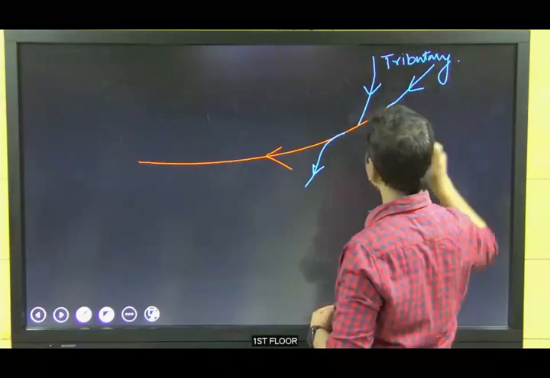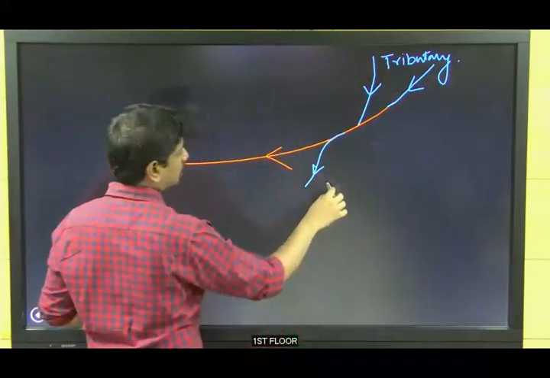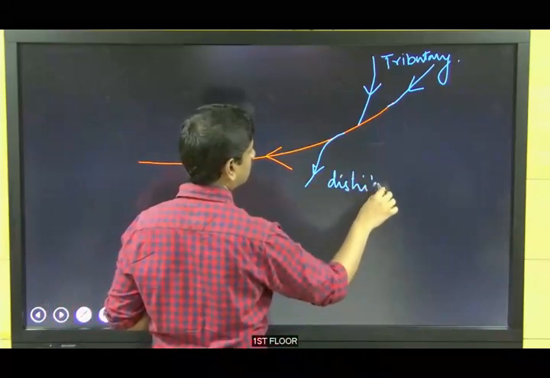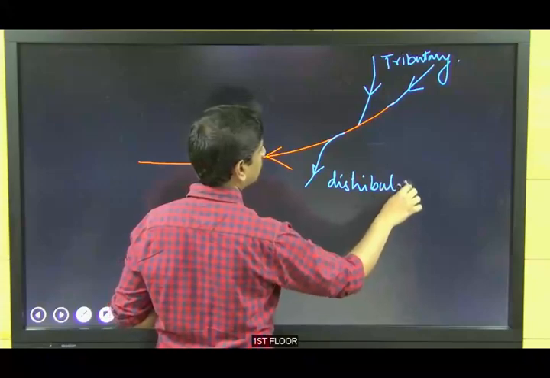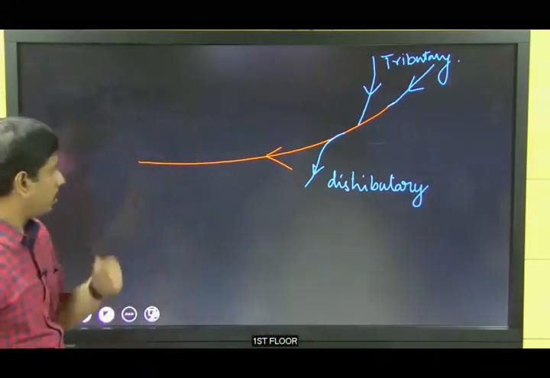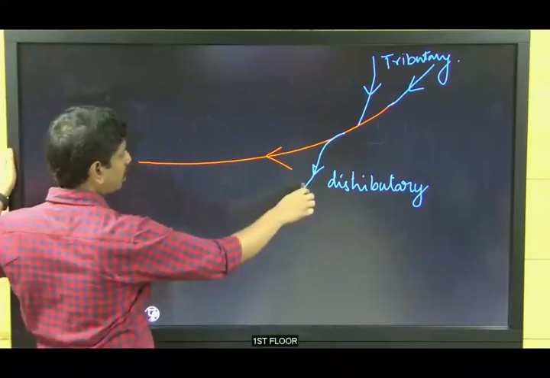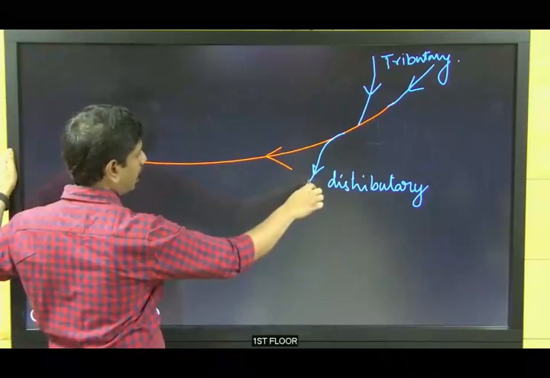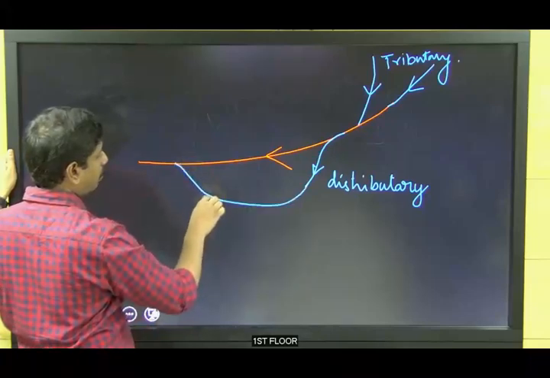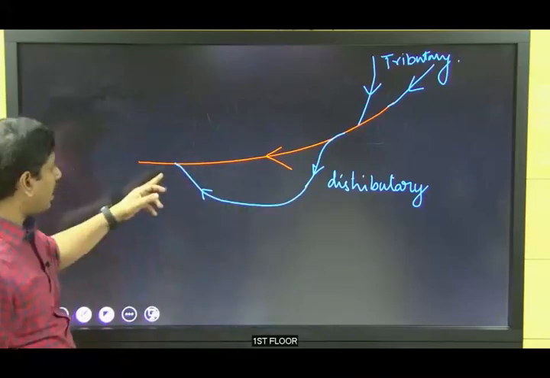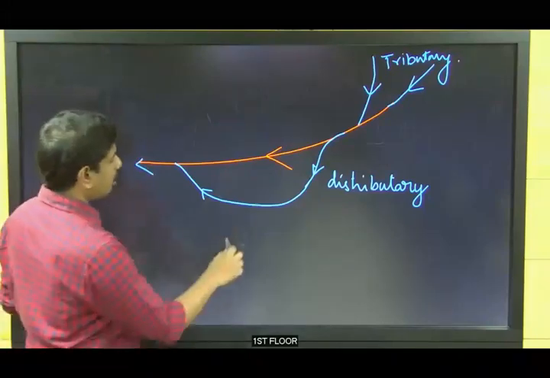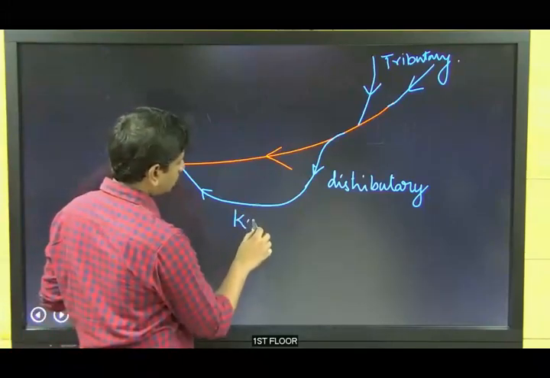Many of you may be knowing. This is known as a distributary, if the river is separating from a parent river. Okay. One of the distributaries from Brahmaputra, the red line is the Brahmaputra, separates from the Brahmaputra and again joins with the Brahmaputra. That river's name is Kolong.